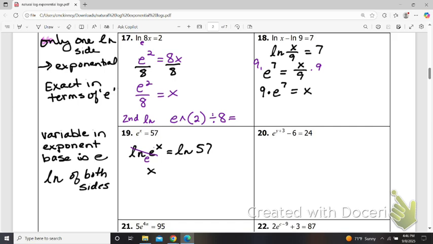But on the other side, it didn't have an e. So then you would grab your calculator and do natural log of 57. And there's actually a button for that. You don't use the second. Just natural log 57 equal.